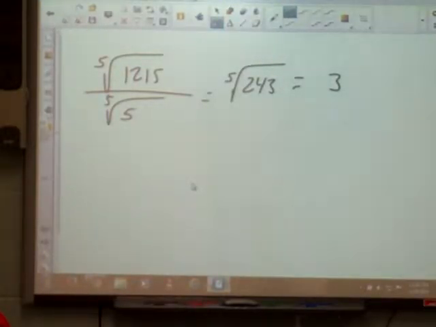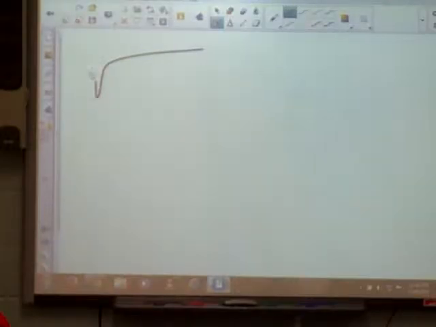Alright, on 4, it's probably the one I have the most questions on all day long. We ready? 4's got the cube roots of negative 8x cubed, y to the 5th, z to the 7th.